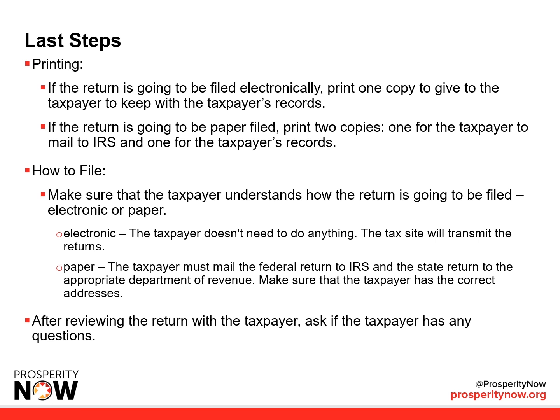Make sure the taxpayer understands how the return is going to be filed, electronic or paper. If it's electronic, the taxpayer doesn't need to do anything. The tax site will transmit the returns. On paper, the taxpayer must mail the federal return to the IRS and the state return to the appropriate Department of Revenue. Make sure that the taxpayer has the correct addresses. After reviewing the return with the taxpayer, ask them if they have any questions.